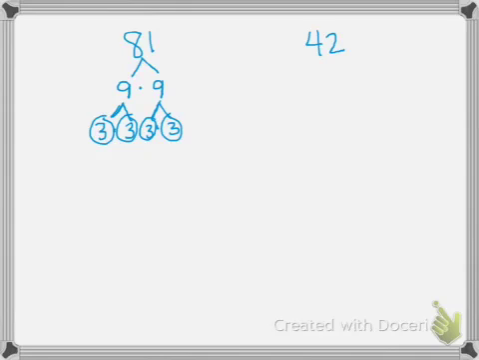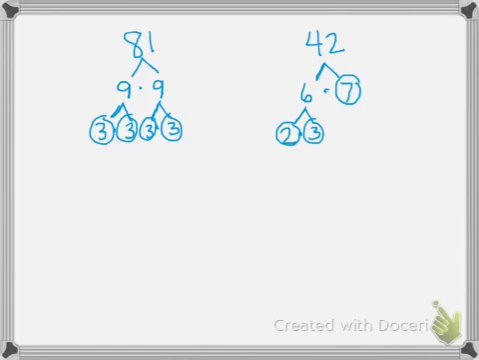Let's move on over to the 42. So I know that I can multiply 6 times 7, and I know that 7 is prime, so I'm going to stop with 7, but let me go to the 6, and I know that 6 is made up of 2 times 3. Alright, so now I have my prime factorization for 81 and 42.